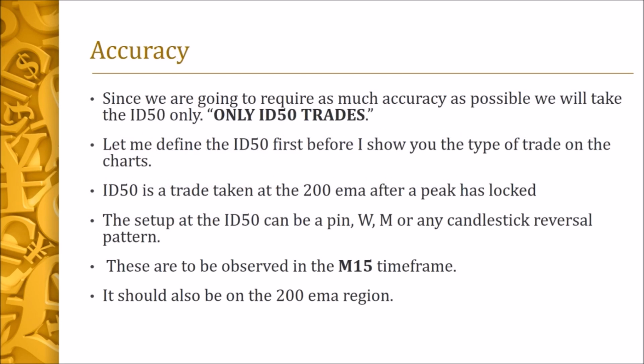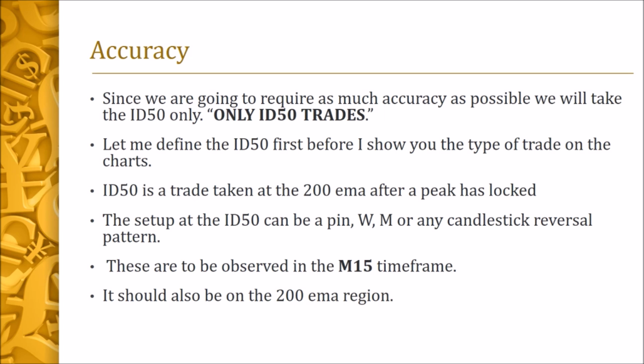Accuracy. Since we are going to require as much accuracy as possible, we will take the ID 50 only, which means the intraday 50 trades only. Only ID 50 trades, I repeat. Let me define the ID 50 first before I show you the type of trade on the charts.